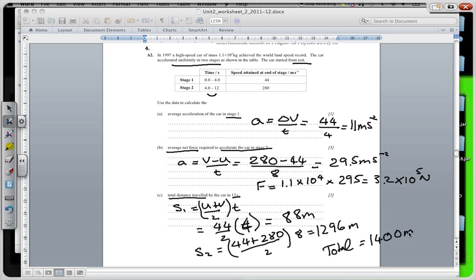Now the reason why I've got it like that is that it's to 2 significant figures, because all my data is in 2 significant figures. You can see this, so I must give my answer in 2 significant figures, also 1,400 meters. So that's for question 4.